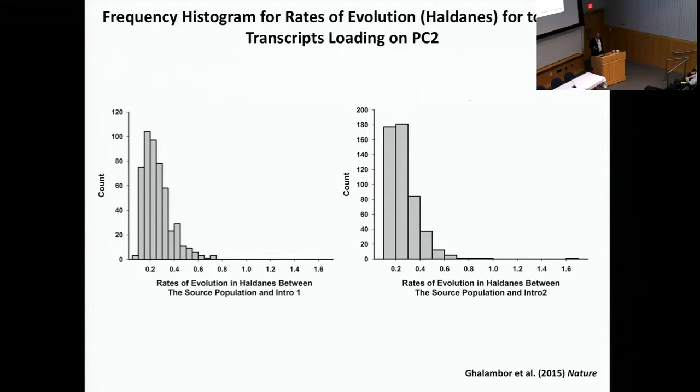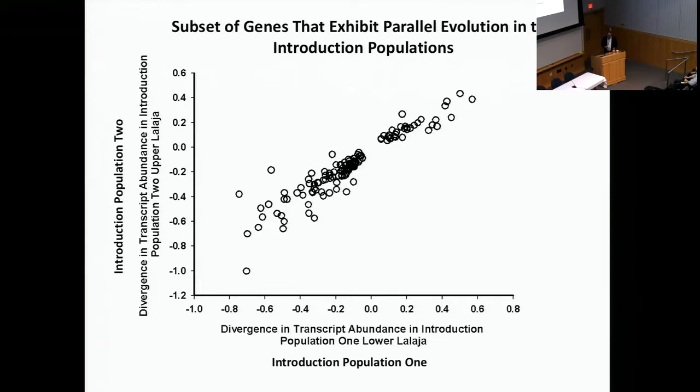So very rapid change. The problem is, we only introduced approximately 150 fish across these two drainages, so two streams. So some of this could reflect a bottleneck, a founder effect, and the effects of drift. So we really wanted to hone in on the subset of these genes that we thought were under directional selection, that actually evolved in parallel in the two populations. And so we focused on that subset that showed parallel changes in the same direction towards the low predation population in both introduction sites. So those 37,000 genes get reduced down to just 135.